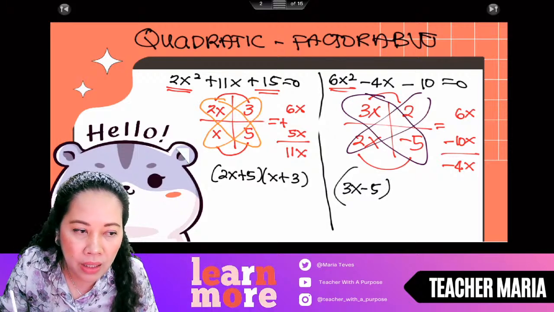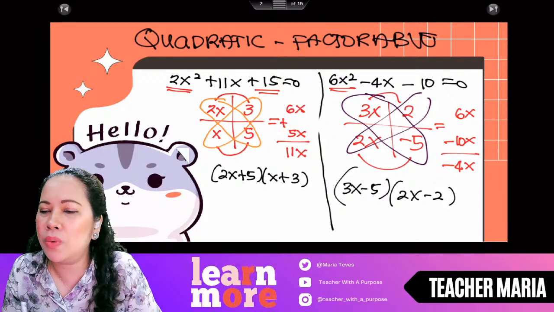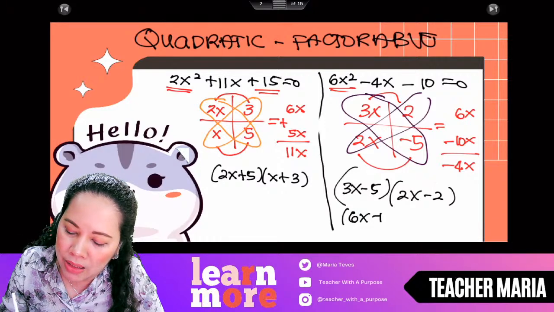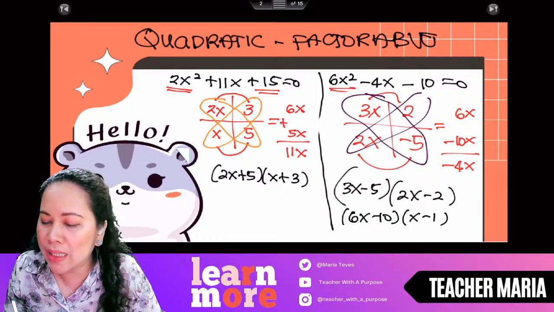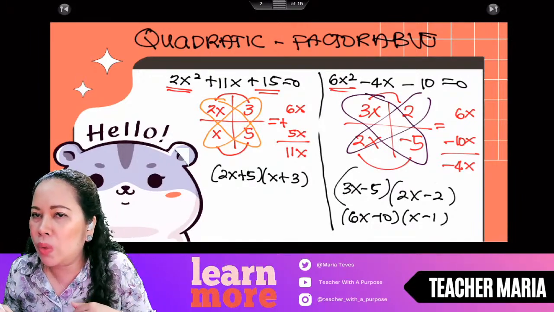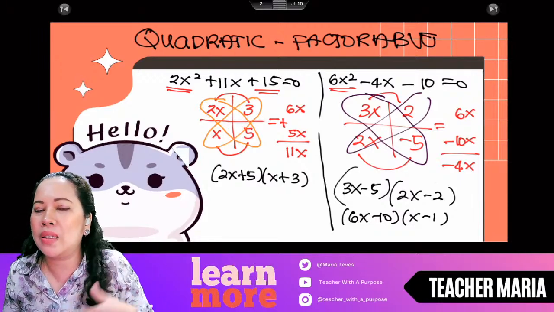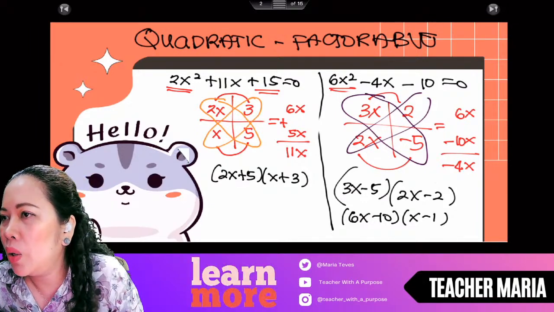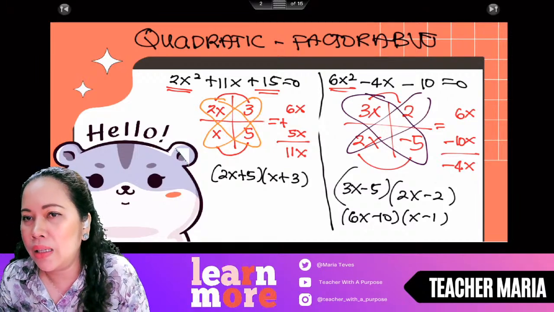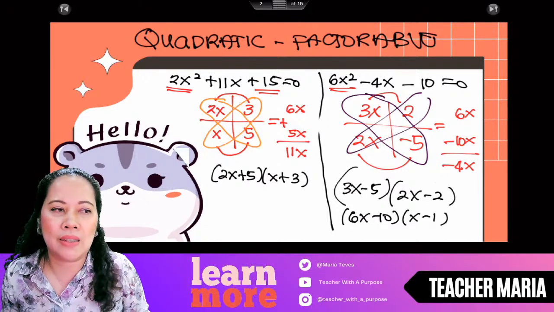It will be the same answer. 3x minus 5 and 2x minus 2. When you simplify this, you will still get the number that you had previously. Remember, you had 6x minus 10 and x minus 1. This is exactly the same. It's just a matter of simplifying 2x minus 2 to x minus 1 and 6x minus 10 to 3x minus 5. The final answer will be the same. Okay, so you might ask, which is the correct way? Both are correct. But do not forget to simplify it when you take the final value of x.